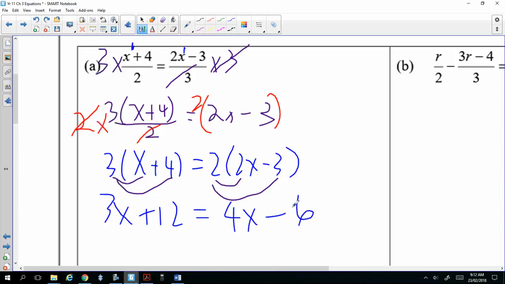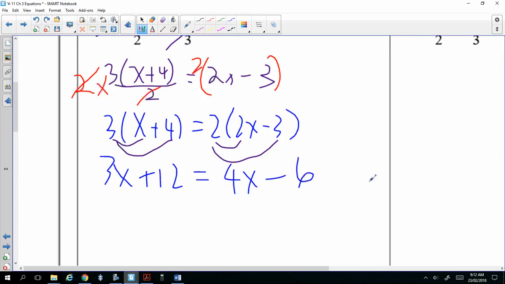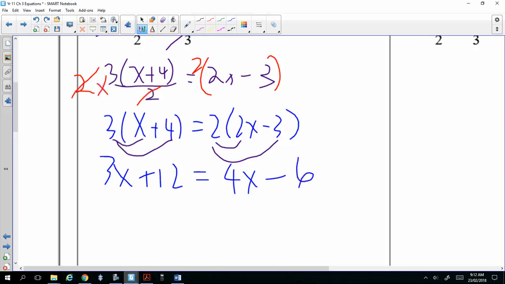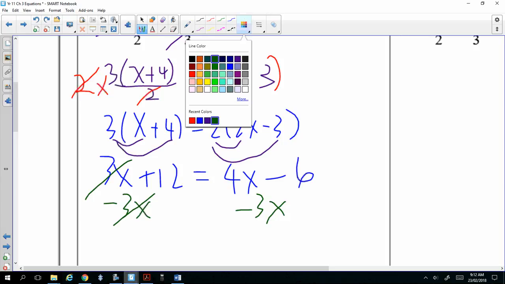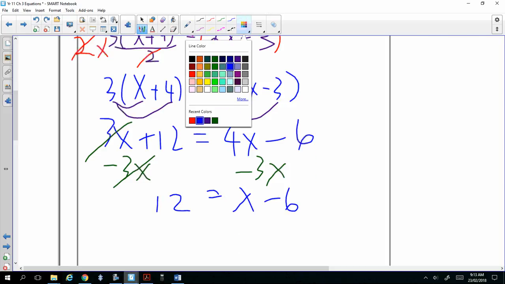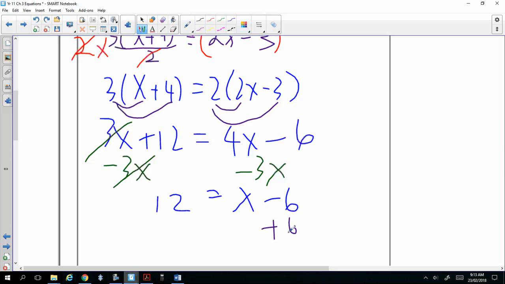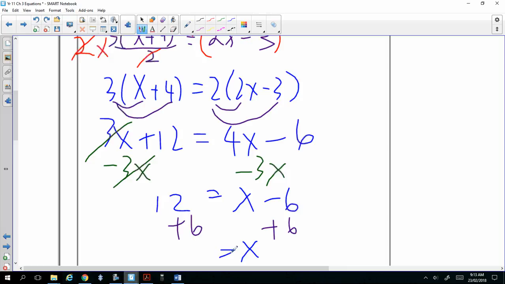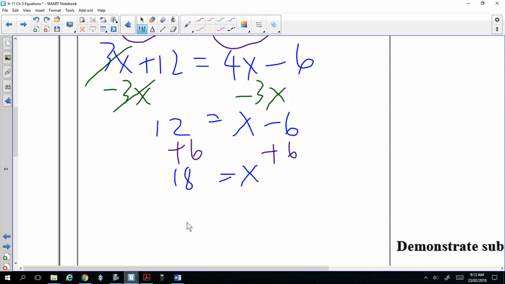And when there is a polynomial on both sides, we subtract both sides. I usually subtract by 3x to keep things positive, right? So that cancels, so you end up getting 12 equals x minus 6. And then to work out what x is, you're going to add 6 to both sides, right? So you're going to get x equal to 18 is your final answer, or just write x equal to 18.